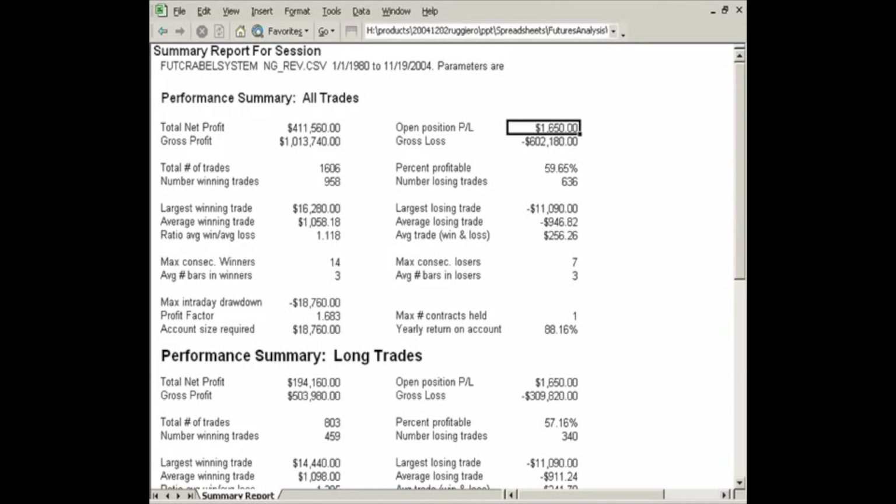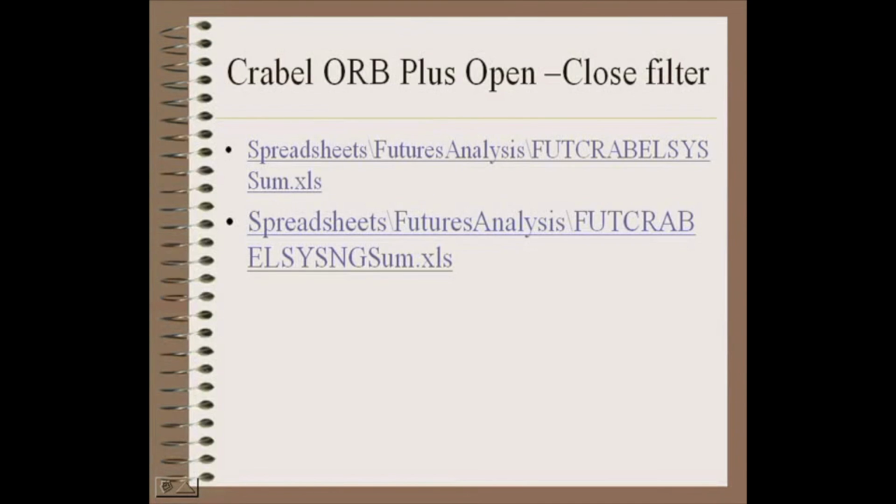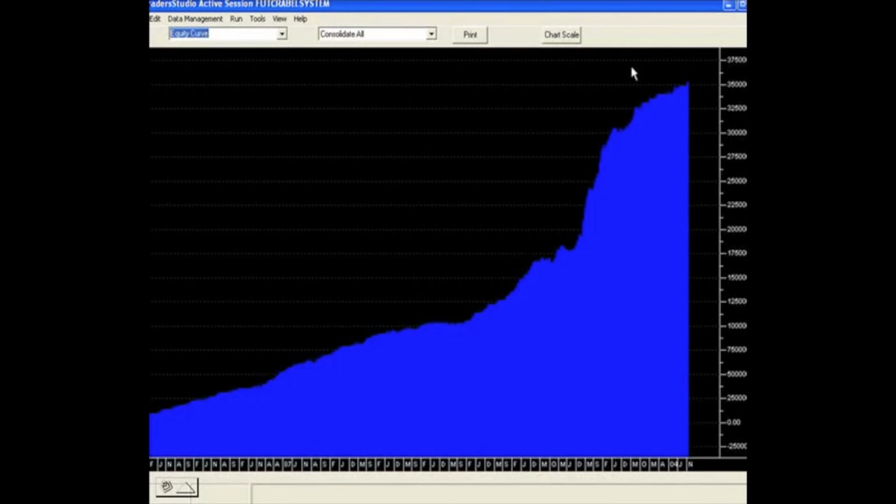Natural gas: $256 a trade, 18K drawdown, 411 grand. It's a very volatile market, but as you can see, it works fairly well. Here's the equity curve for the Crabel system. Once again, I did this in Trader Studio. Now, is that bad for a free system? Looks like a good equity curve.